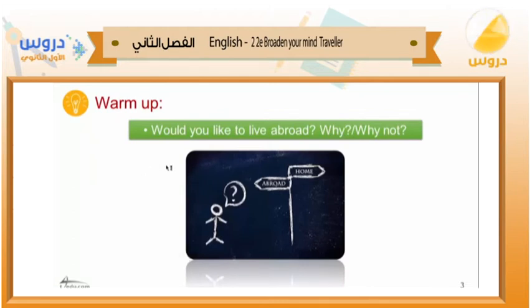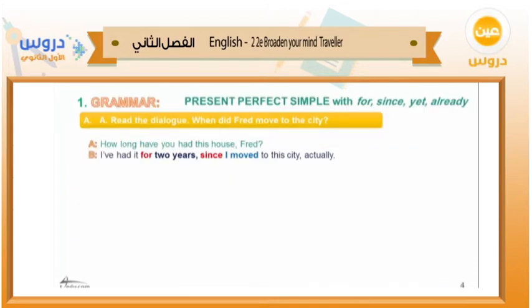Now look at this picture. Would you like to live abroad? Why? Why not? Would you like to live abroad? Abroad means to live outside of your country. Okay? Very good. Now grammar, let's start with the present perfect simple with for, since, yet, already.